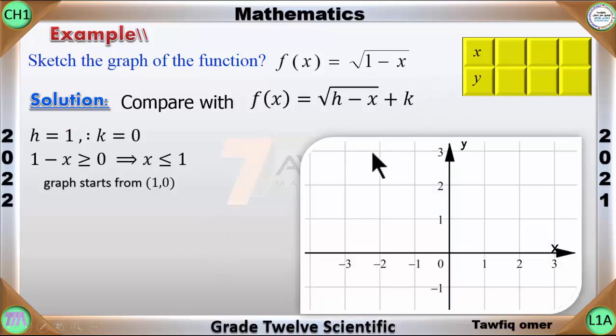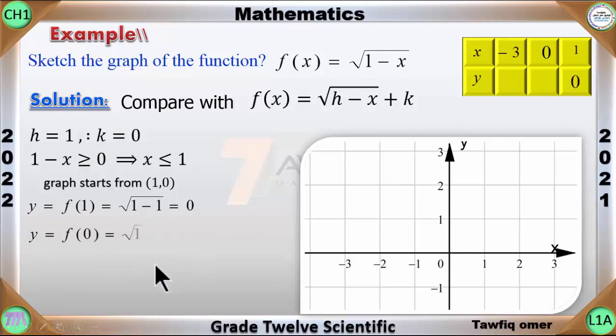For x and y, we must take values smaller than 1, then minus 3, 0 and 1. Find y. y equals f of 1, which equals square root of (1 minus 1) equals 0. And y equals f of 0 equals square root of (1 minus 0), which is 1.